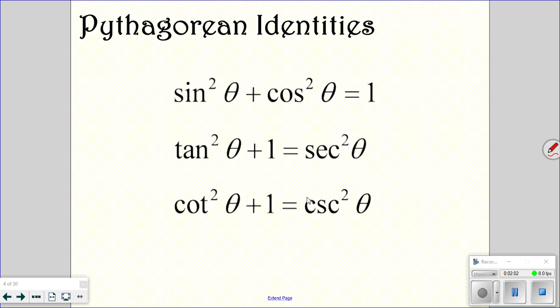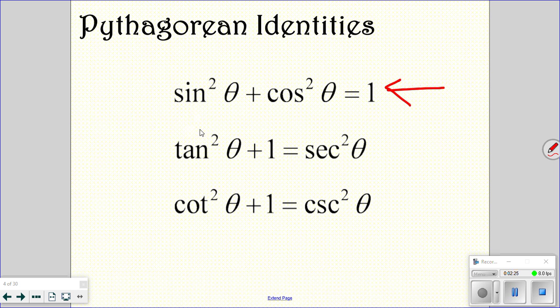So these are your Pythagorean identities. Hopefully you are familiar with them. You may have forgotten them over the summer, but this is the one that you really have to memorize. The other two, you don't have to memorize because you can derive it from this first one. But I definitely think it is helpful if you have all 3 of them memorized. But the first one is the one that you absolutely have to memorize.